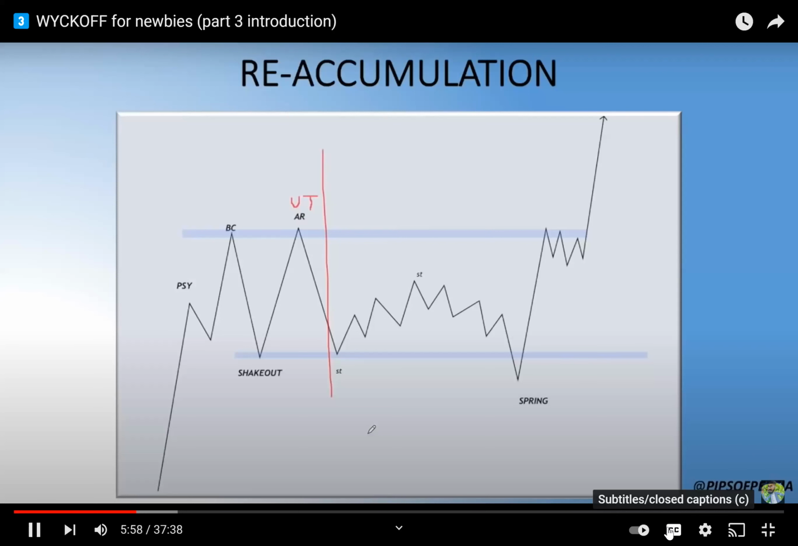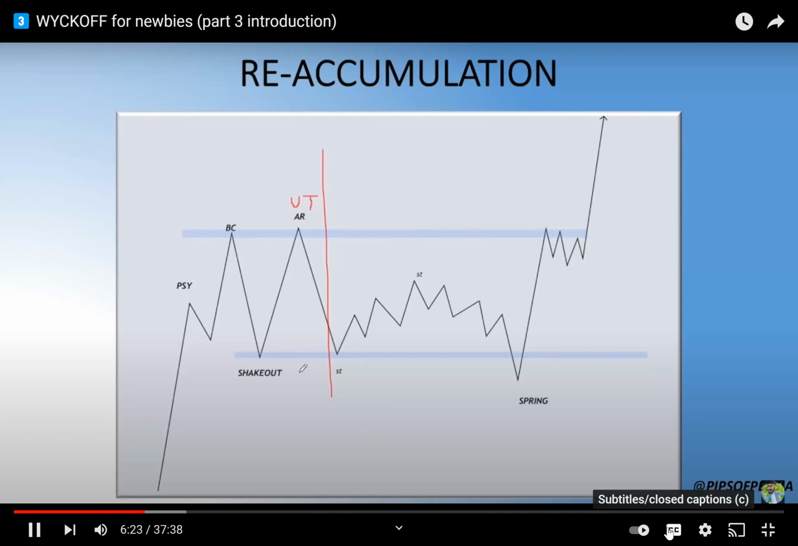In fact, a lot of the reaccumulation scenarios that we have identified, at the very beginning we thought it was a distribution. But in the journey of having patience and waiting for the proof of that distribution, we started to see that the market behavior started to change. We went from manipulating the highs and breaking structure to the downside to manipulating the lows and breaking structure to the upside. And that's more or less exactly what takes place within a reaccumulation scenario.